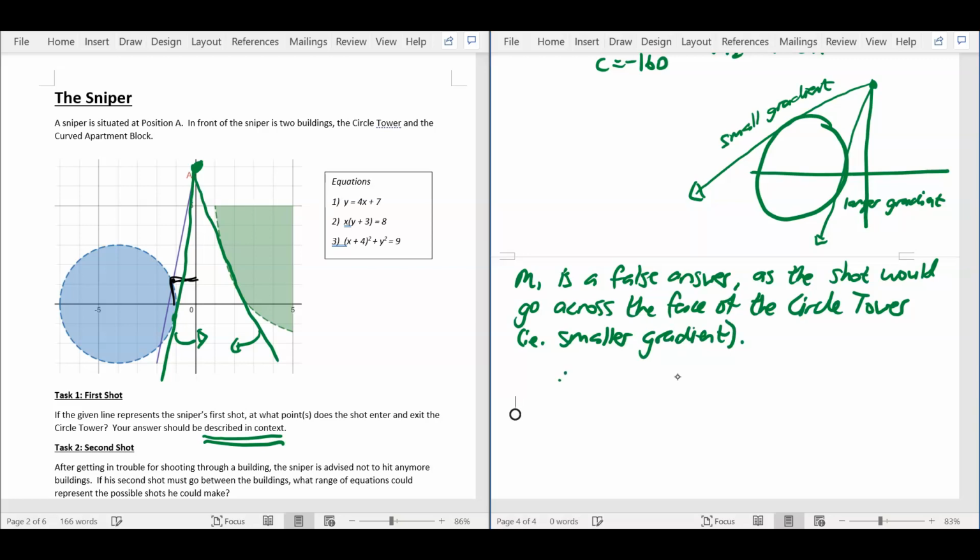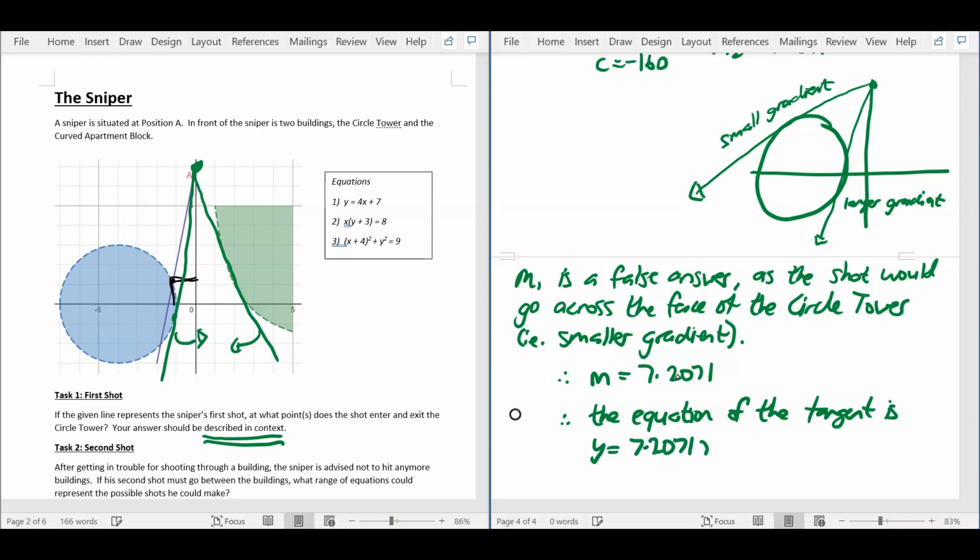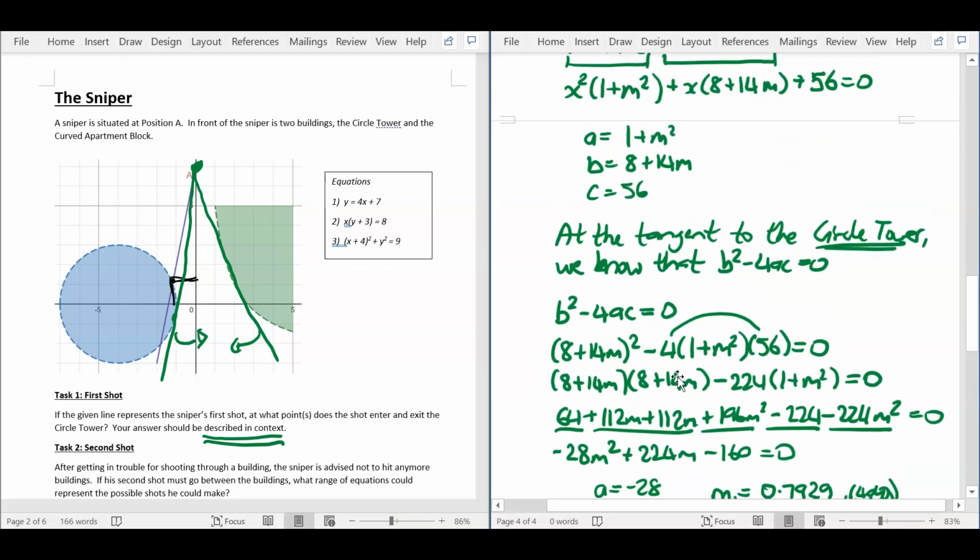And then based on that, we can actually make a conclusion. Our m value is only going to be equal to 7.2071. And that means the equation of the tangent is y equals 7.2071x plus 7. So there's the first bit. That's the tangent up there.